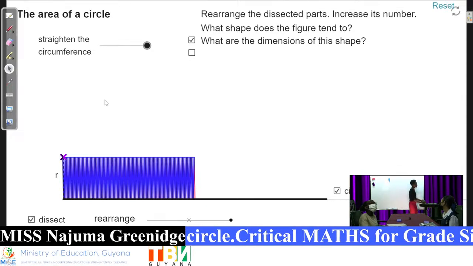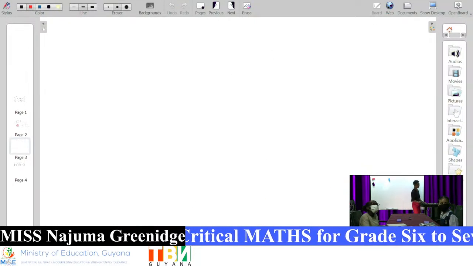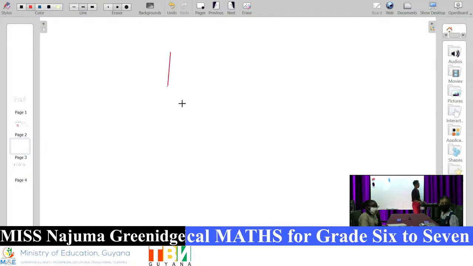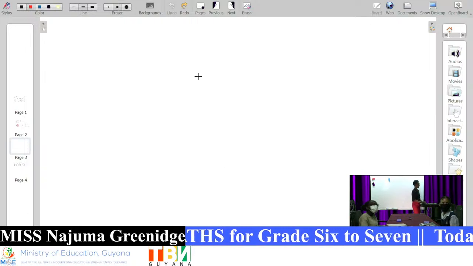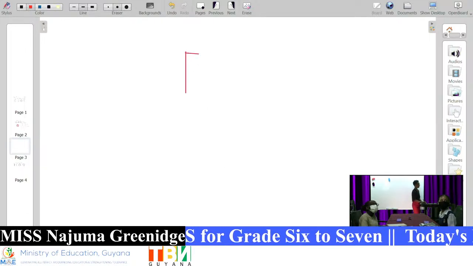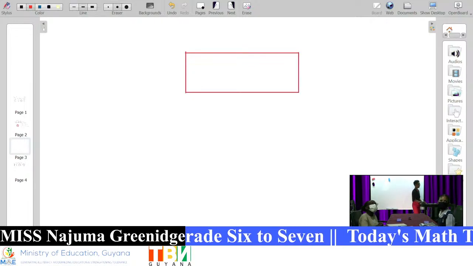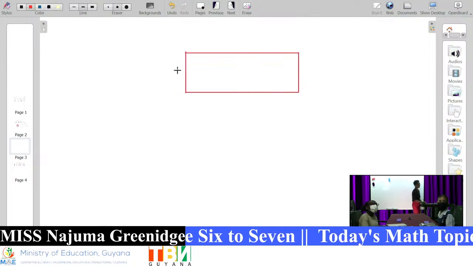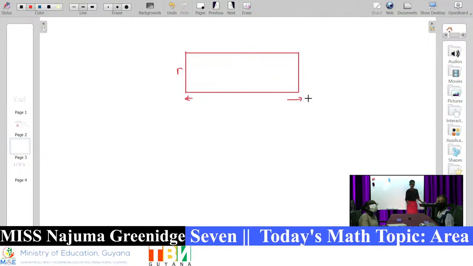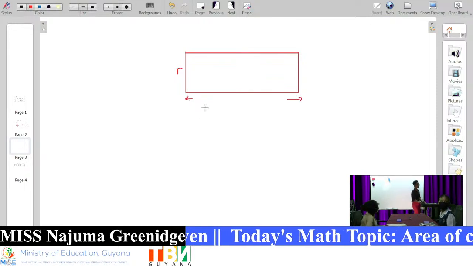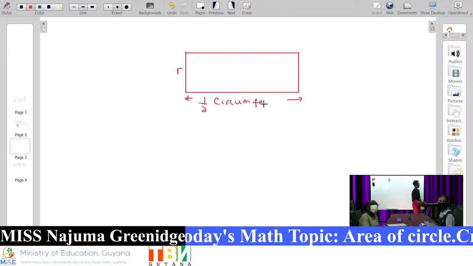All right, so let me switch out here. Let me go to a page. And so we have a figure that looks like this. Let me get this figure straight. So we have a figure that looks like that. Almost like that. Great. And so here is R. And from here to here, it was half of what? Half of the circumference, right? So half of the circumference. We'll come to that just now.